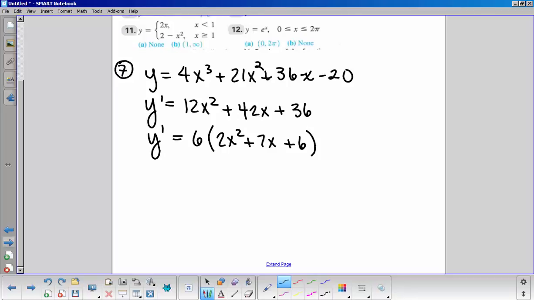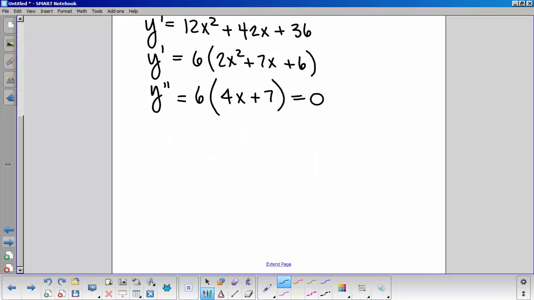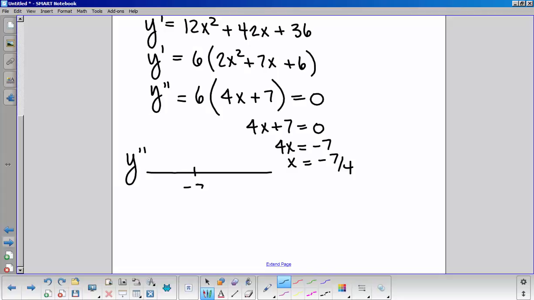Why am I doing that? Well, because I might need to set it equal to 0, right? So what's y double prime? This 6 goes along for the ride. 4x plus 7. That means I only have one point of concavity, possibly, right? So this is 4x plus 7 equals 0. 4x equals negative 7. x equals negative 7/4. For y double prime, I'm going to put negative 7/4 on here.